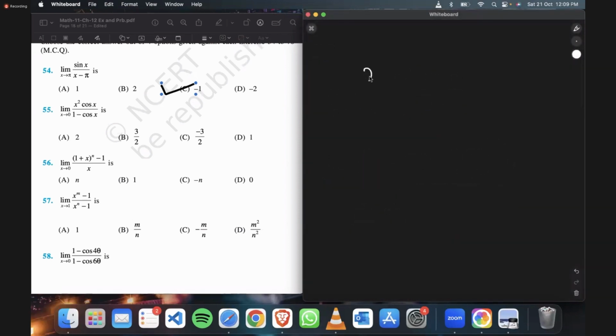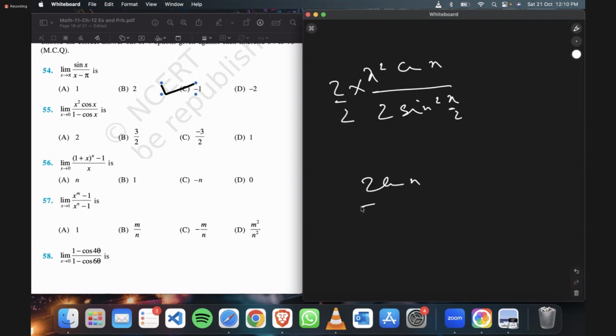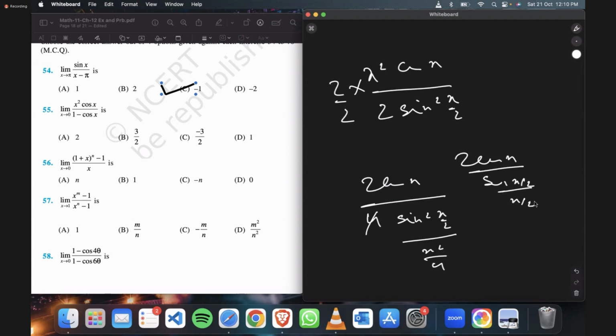Right. Now, x square cos x is there, and 2 times sine square x by 2 is also there. If I just multiply and divide by 2, I'll have 2 cos x, 4 sine square x by 2 divided by x square. If I just take it down, it is 2 cos x times sine x by 2 over x by 2, whole square, limit x tends to 0. So I'll have 2 into 1 by 1 square. So the answer is 2 over here. So option number A.